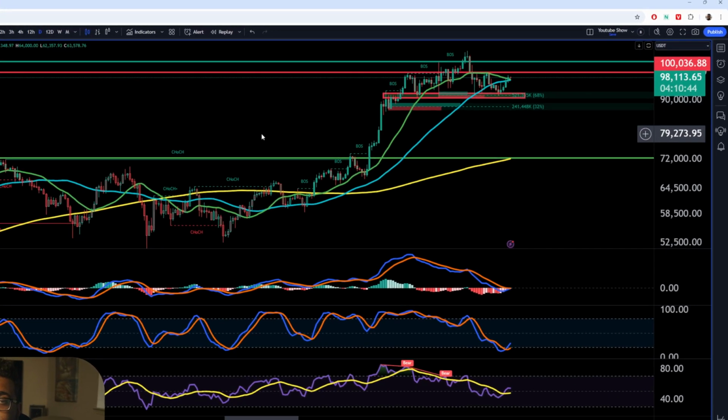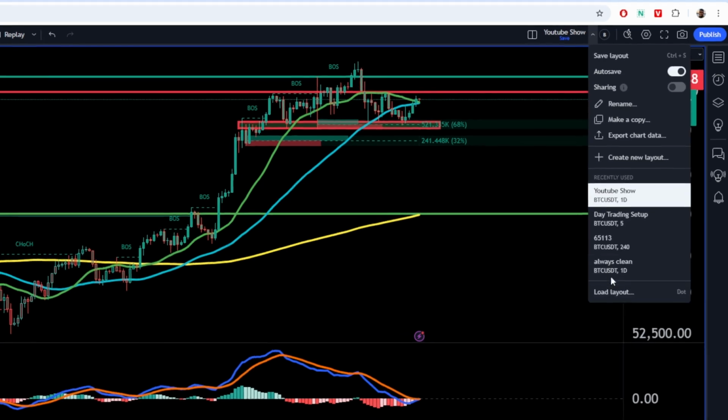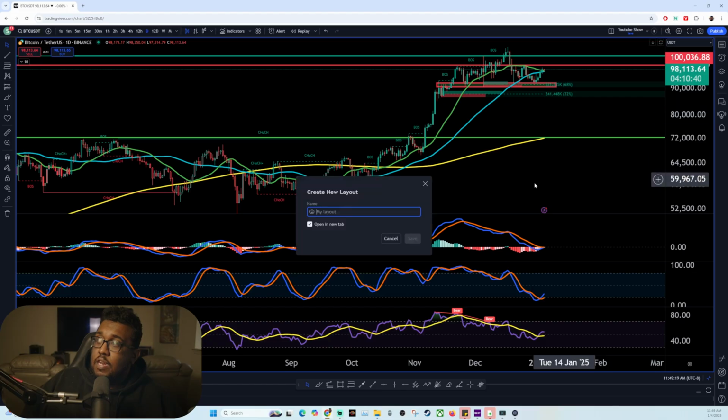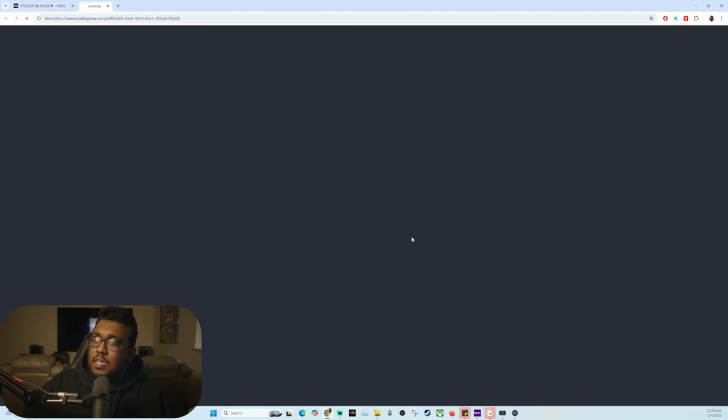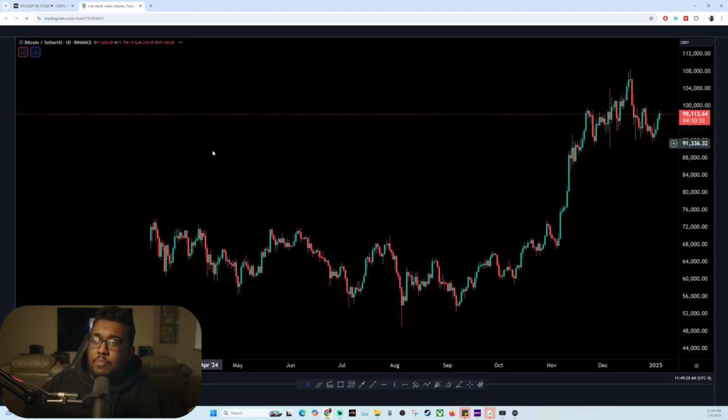So let's get started off by just making a new layout first. You guys can go over here, click Create New Layout, and I want you guys just to name this Smart Money, or you can name it Smart Money Test, whatever you guys feel like is fine. Hit save. It's going to open up a new tab right here.